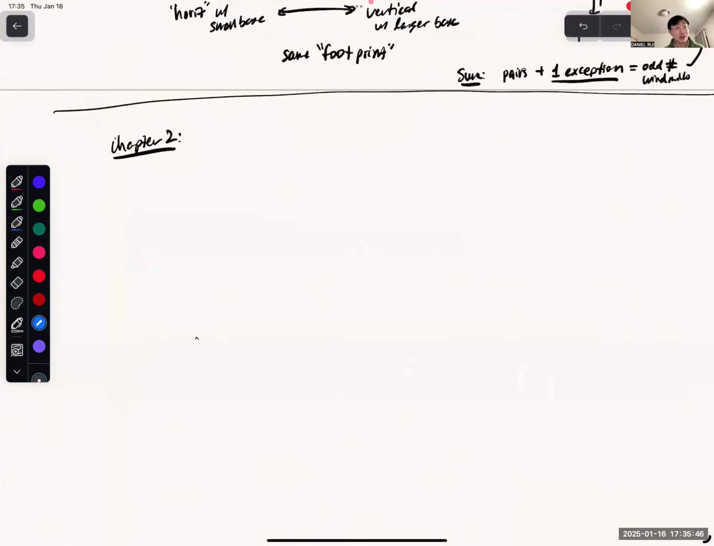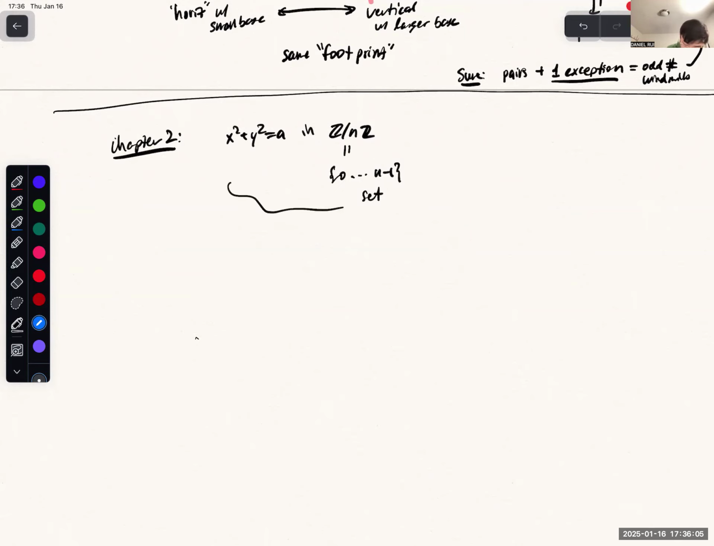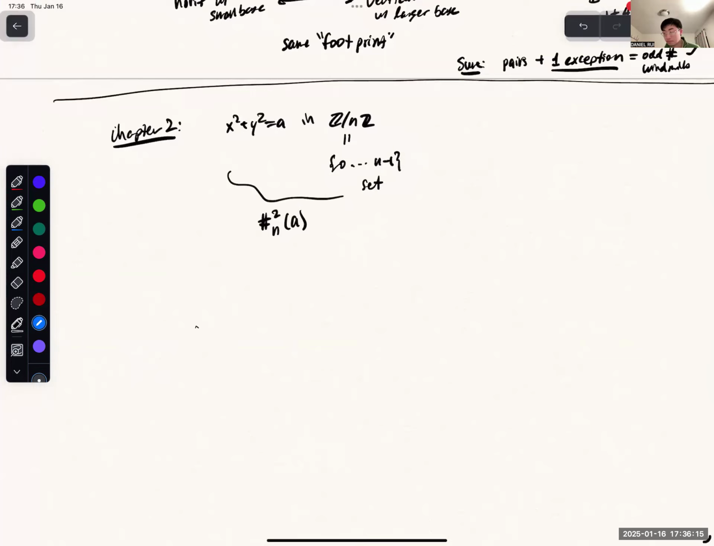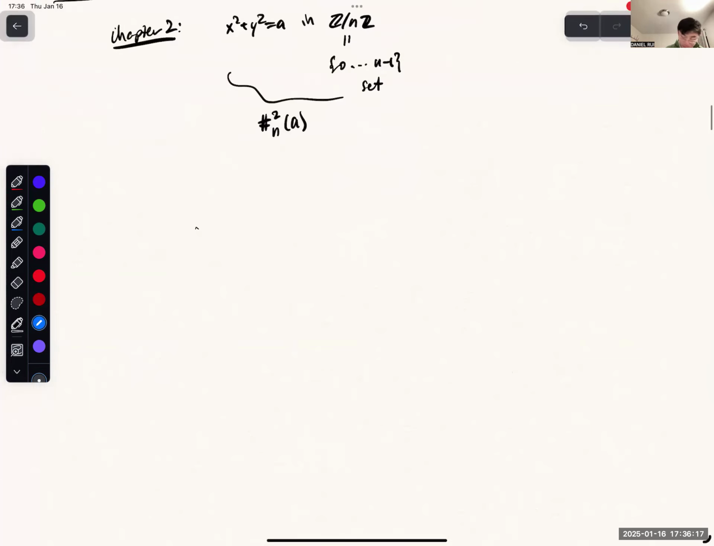Okay, the precise count is now the question I alluded to before, solving x squared plus y squared equals a in Z mod nZ, which I will think of as 0 all the way up to n minus 1 as a set. Okay, and the number here will be denoted N sub n, because we are over Z mod nZ, evaluated at a.